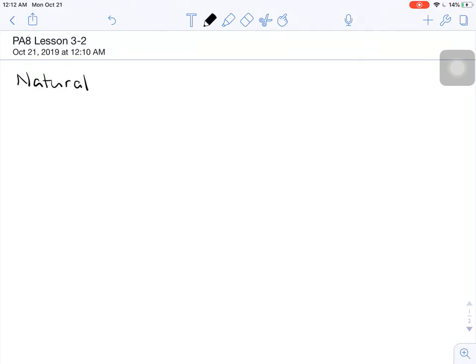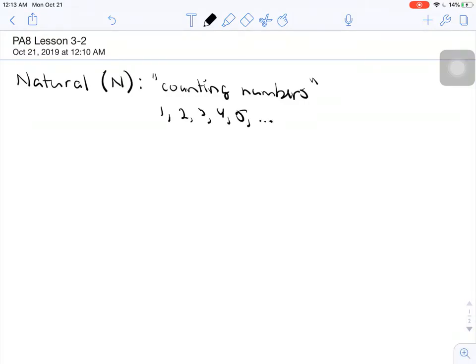The most basic number out there is a natural number, and its symbol is a capital N. Each number also has its own symbol. Natural numbers are what we think of as counting numbers. When you think of counting numbers, you would think of the numbers that you first learned when you were little, starting with 1, 2, 3, 4, 5, and so on. So those are natural numbers.